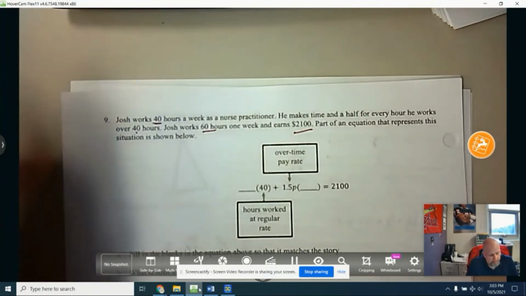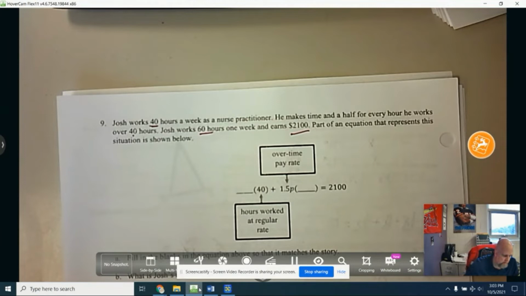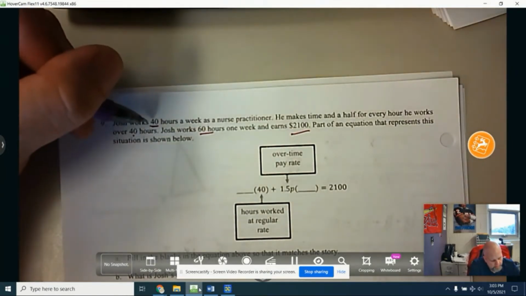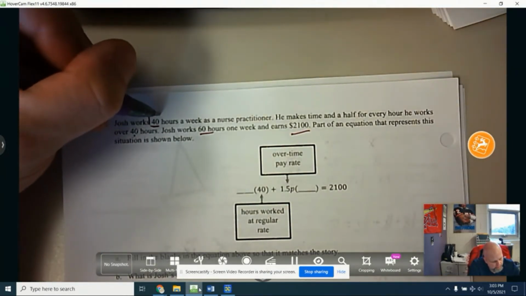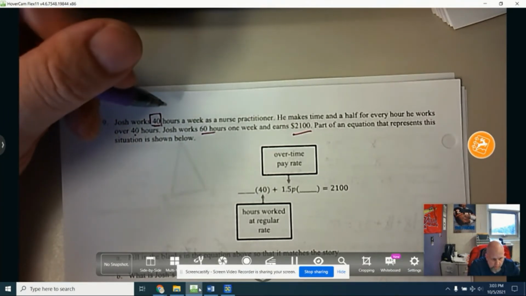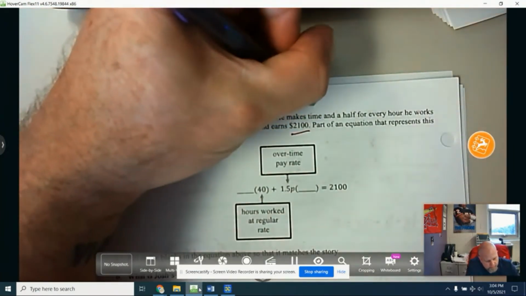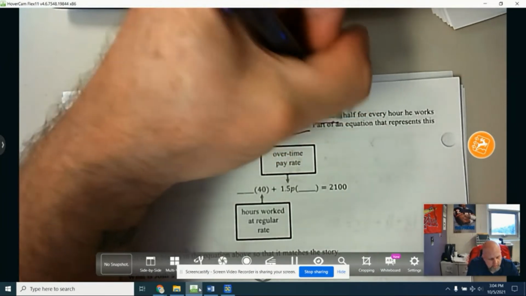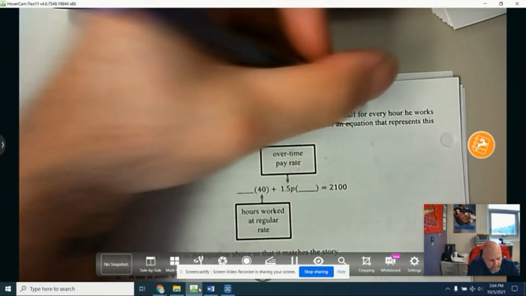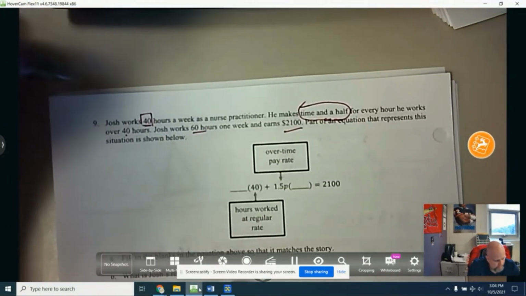Okay, here's a real world application when people ask, when am I ever going to use this? Well, here's a case. You know, if you're ever going to work and you get an hourly pay raise, then what happens is if you work 40 hours, that's considered a normal work week. Anything beyond 40 hours, you get overtime for. And overtime is represented by taking your normal pay rate, and it's basically time and a half. So it's like 1.5 times the amount you normally get.